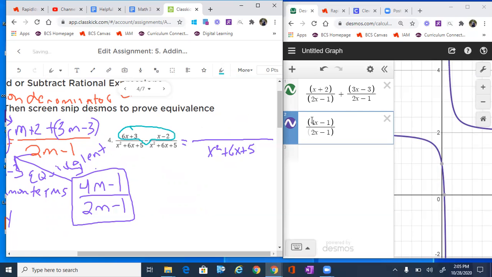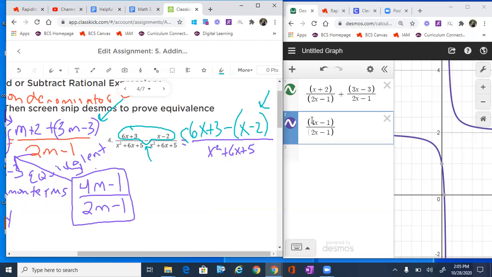Now, here's the tricky part about this one. 6x plus 3 minus, there's a minus in there, x minus 2. Now, notice in the previous problem, I still put it in parentheses. I still need to put this in parentheses as well, that second piece. And the reason why that's so important is because that negative affects the x minus 2. It's saying it is the opposite of x minus 2.